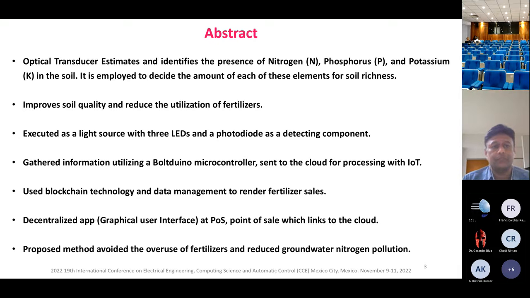First I'll start with the abstract, what we have actually done. We have taken an optical transducer which identifies and estimates nitrogen, phosphorus, potassium, NPK, in the soil. We estimated the values of this NPK for the soil richness, which improves the quality and will be helpful for reducing the utilization of fertilizers so that the soil richness will be improved. And we have used a photodiode as a detecting component.